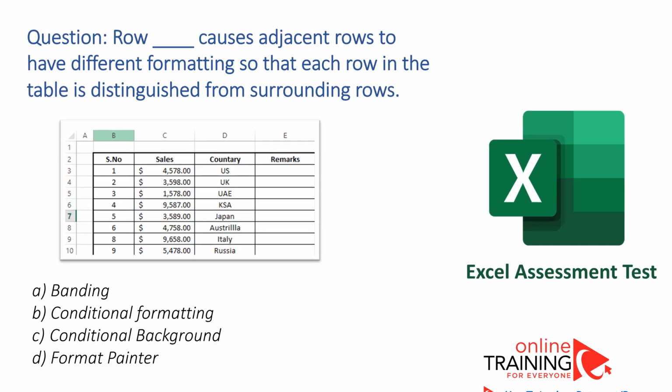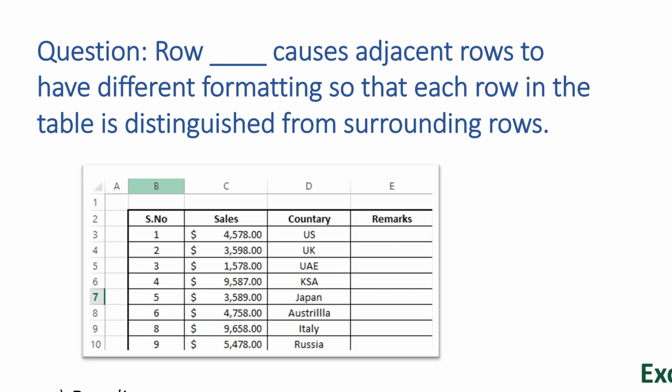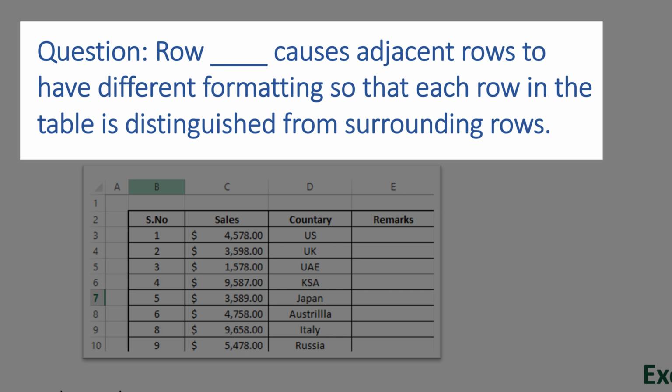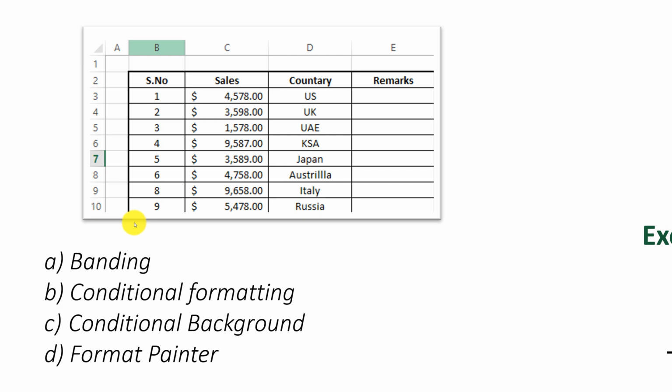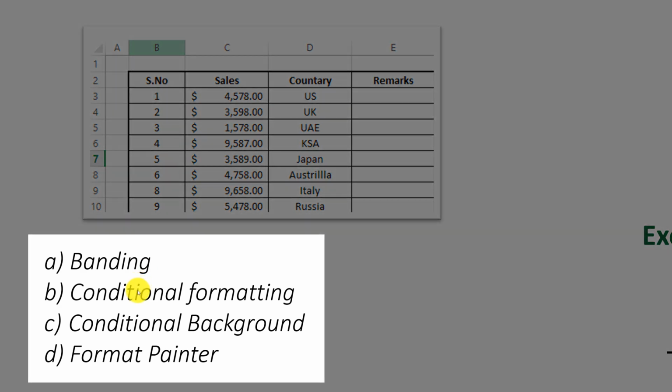Here is the question to test your knowledge of Excel formatting features. Row, and then you need to pick your answer, causes adjacent rows to have different formatting so that each row in the table is distinguished from surrounding rows. And then there are 4 choices, as well as the table presented here: banding, conditional formatting, conditional background, and format painter. Which option would you choose?